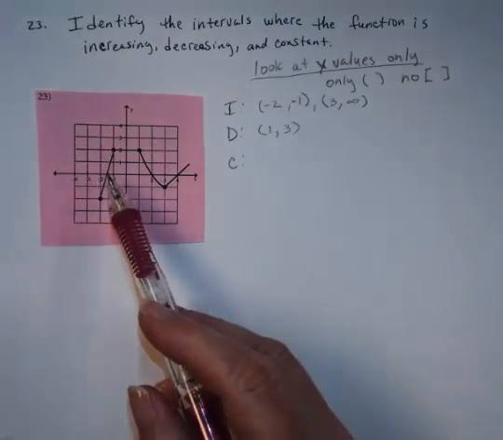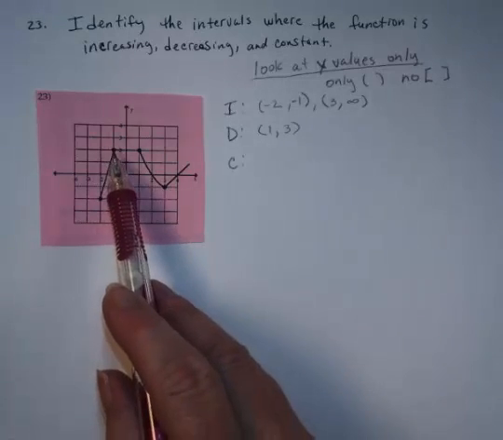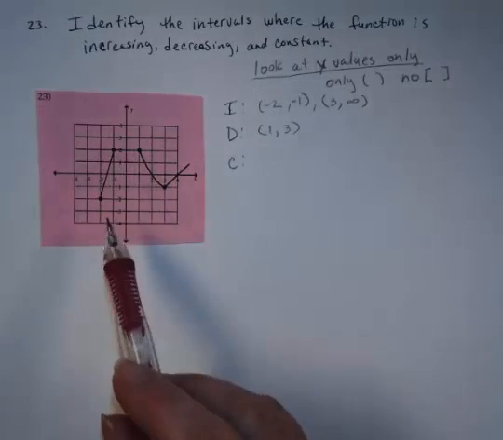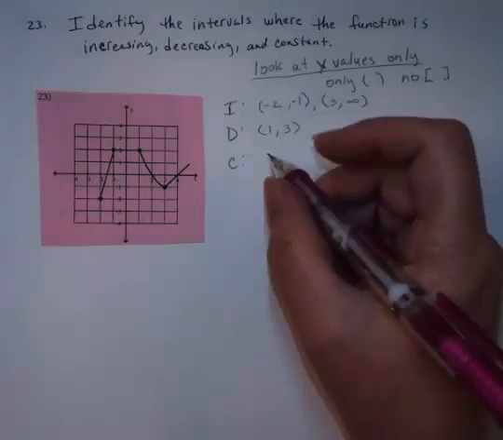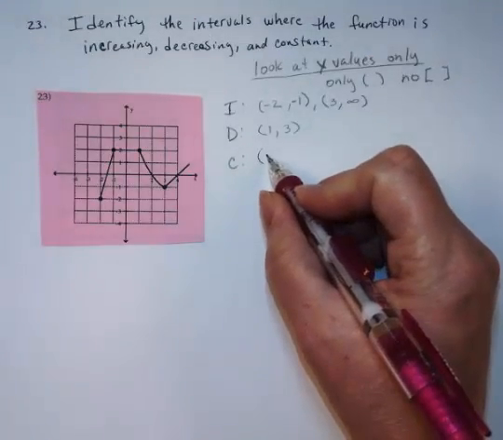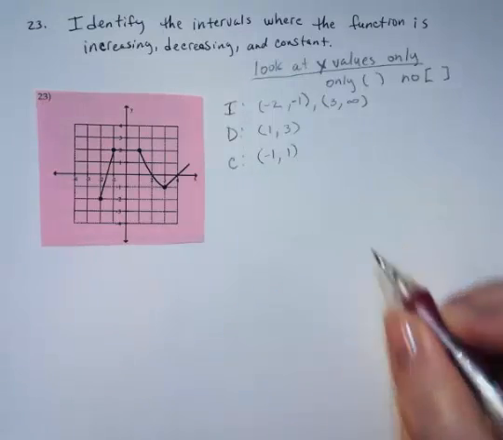And now we're looking at our constants. We can see our constant is where we go straight across. So from the value of -1 to the value of 1. So from -1 to 1.